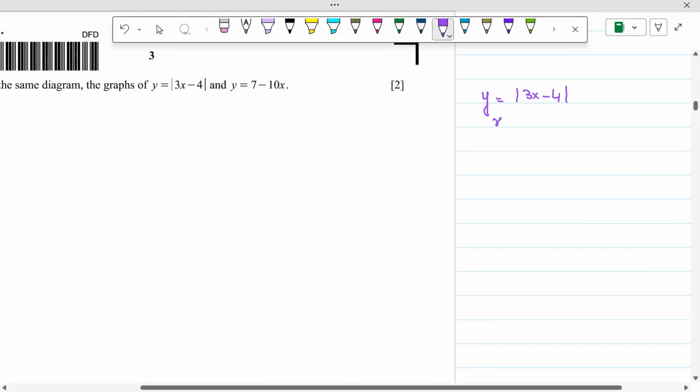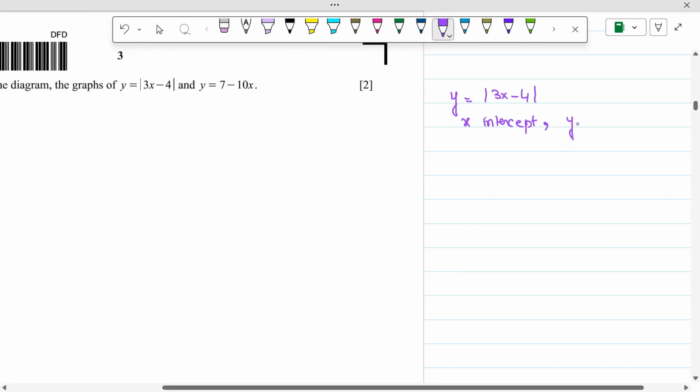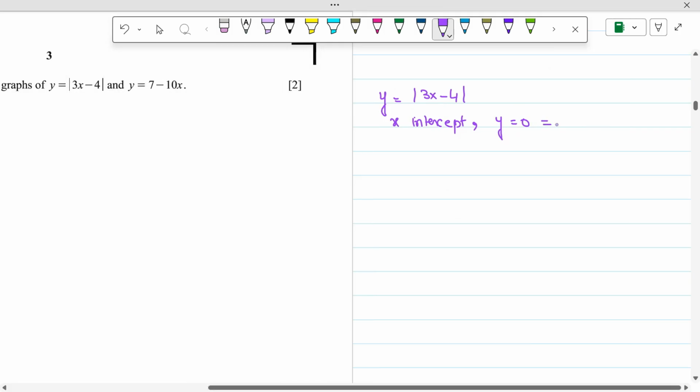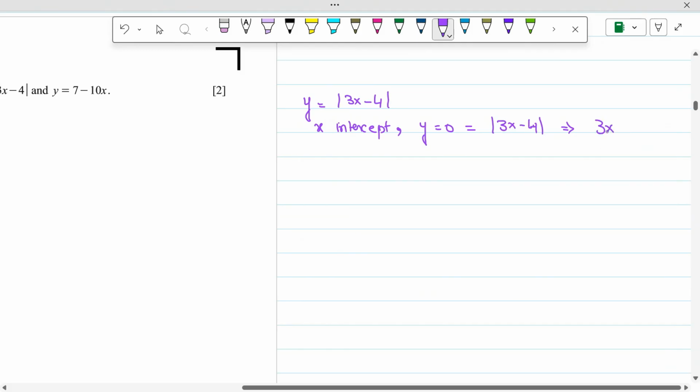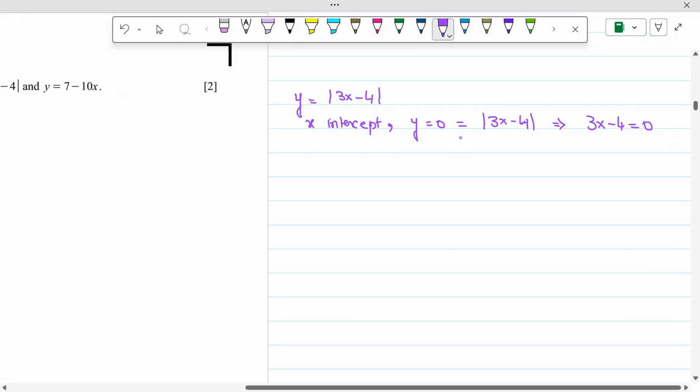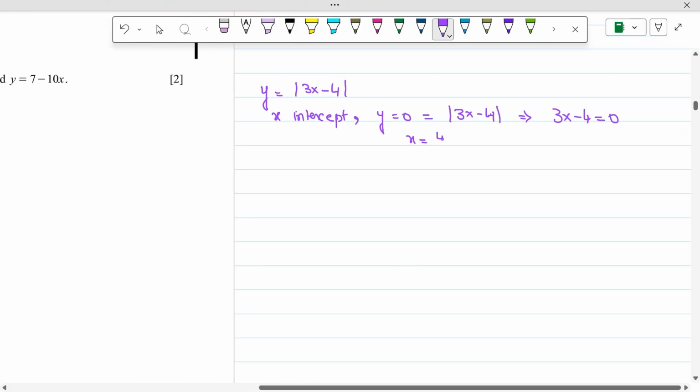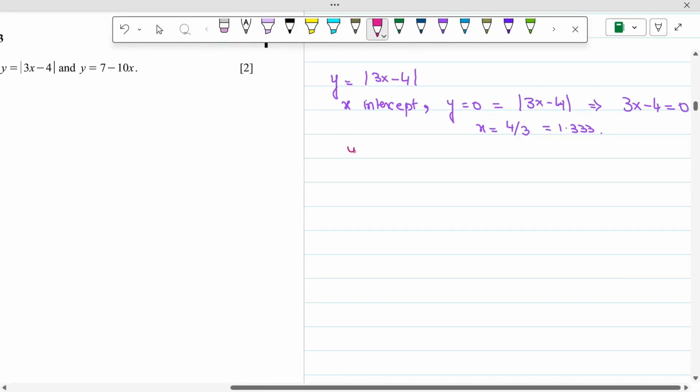Find the x-intercept. So we will plug in y is equal to 0, which gives the absolute value of 3x minus 4 equal to 0, and this means 3x minus 4 is equal to 0. So x is equal to 4 over 3, which is equal to 1.333. Now we find the y-intercept.